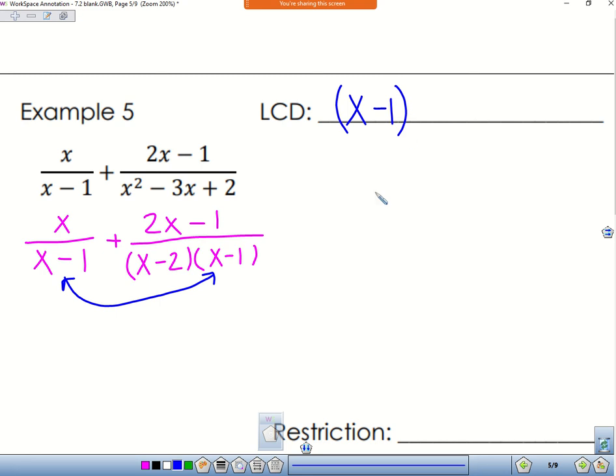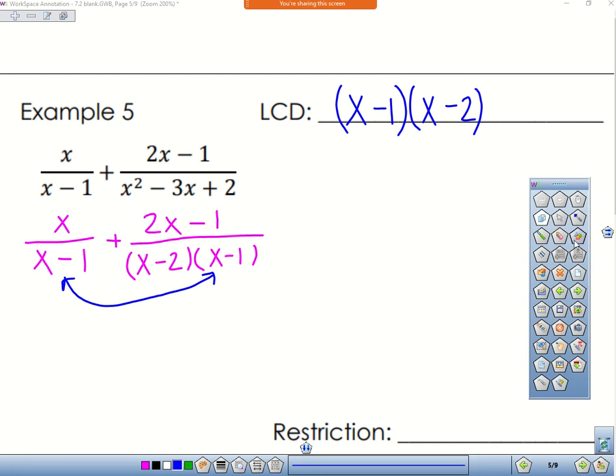Now, what do they not have in common? Good. The x minus 2 also needs to go in the LCD. Whatever they don't have in common, they have to go in once. Now that's your LCD. Wait, so where did you get x minus 2 from? I have factored this. Factors of... Okay.